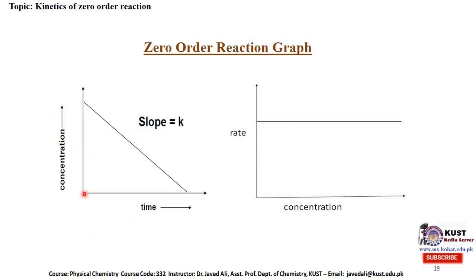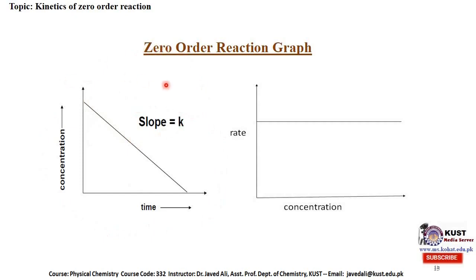Similarly, the rate of formation of product with respect to time will give you a straight line with constant positive slope. So if we plot the reactant concentration with respect to time and get a straight line with negative slope, this represents that this reaction is following zero order kinetics.